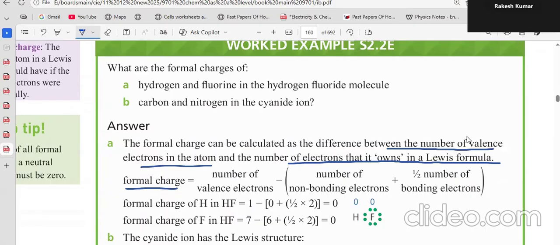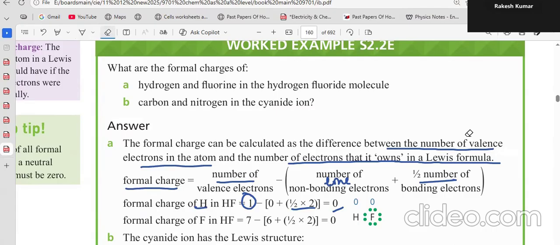So like here, H: the number of valence electrons in H is 1. The number of non-bonding lone pair electrons: it doesn't have any lone pairs. Then half the number of bonding electrons, so half of 2. So 1 minus 1 is 0. So it has no formal charge. That means whatever electrons it had initially, it now has the same.